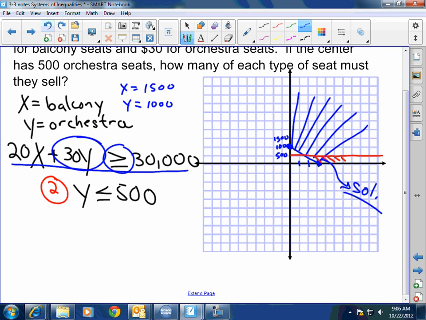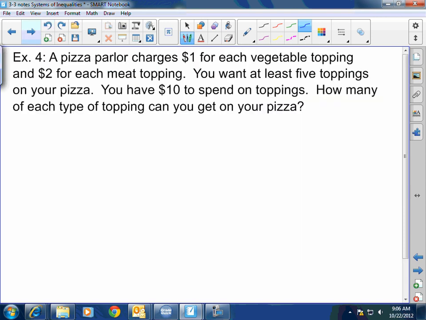You promise? Okay, let's do one more. A pizza parlor charges $1 for each vegetable topping and $2 for each meat topping. You want at least 5 toppings on your pizza. You have $10 to spend on toppings. How many of each type of topping can you get on your pizza? All right, I'm going to say that x equals the $1 topping, and y equals the $2 topping. I really don't care what you call them, as long as you label them correctly, gentlemen.